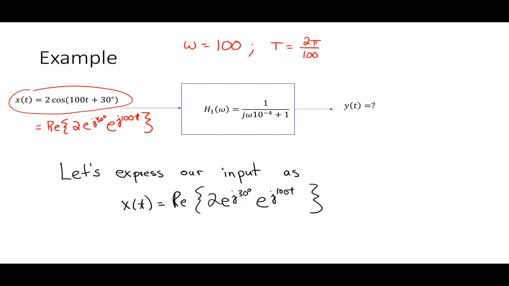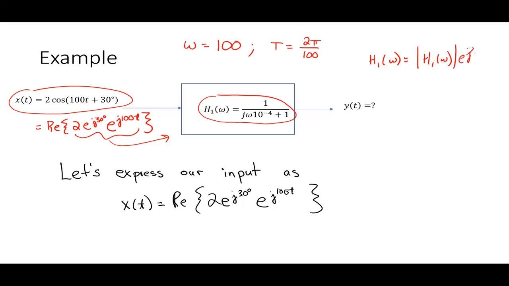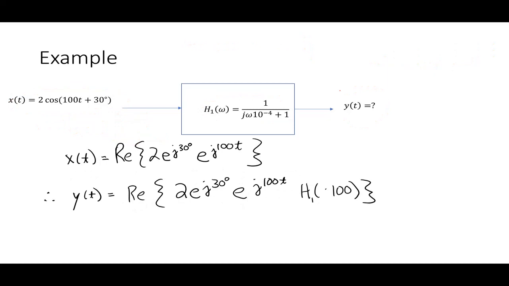If I express my input that way, I'm going to forget the whole real part thing for now and just take this dynamic phasor, think of it as the input to my system, and then figure out what y of t is. Now in this case, my h1 is given by this complex function right here. Complex function again, meaning that h1 of omega has a magnitude and an angle.